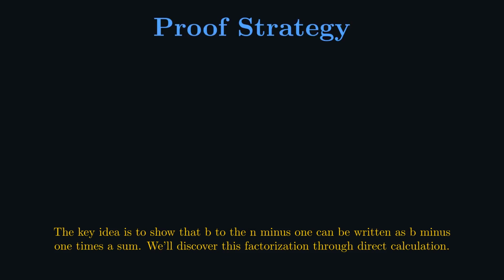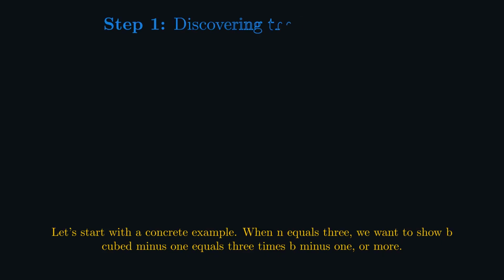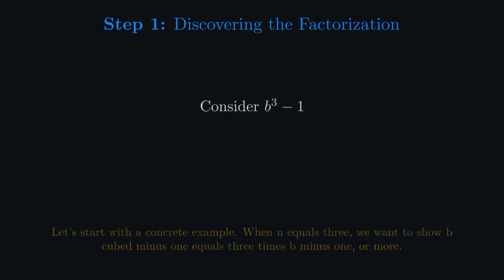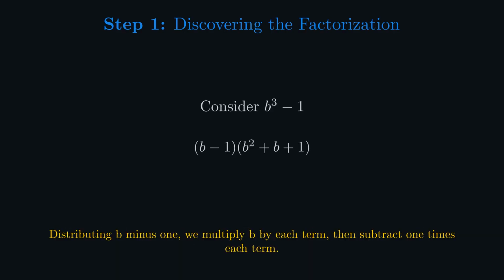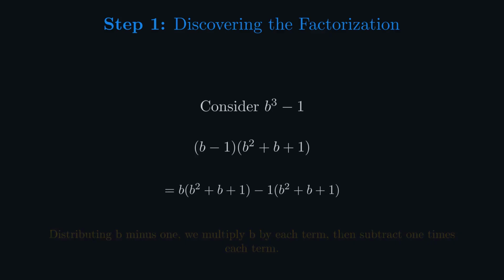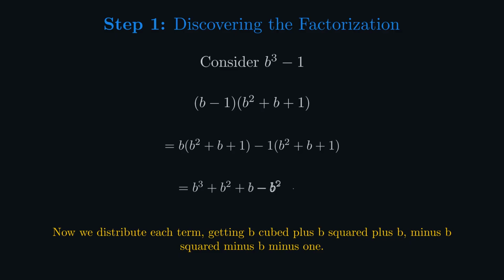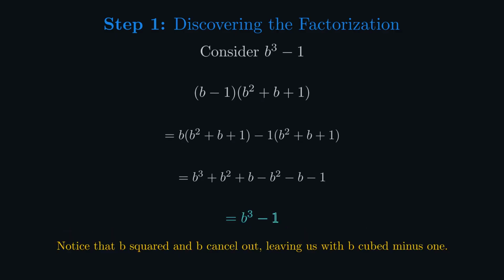Let's start with a concrete example. When n equals 3, we want to show that a certain expression is at least 3 times b minus 1. Let's see what happens if we multiply b minus 1 by a certain sum of powers. When we distribute, we multiply b by each term, then subtract 1 times each term. Now we distribute each term, getting a sum of powers. Notice that many terms cancel out, leaving us with the desired result.